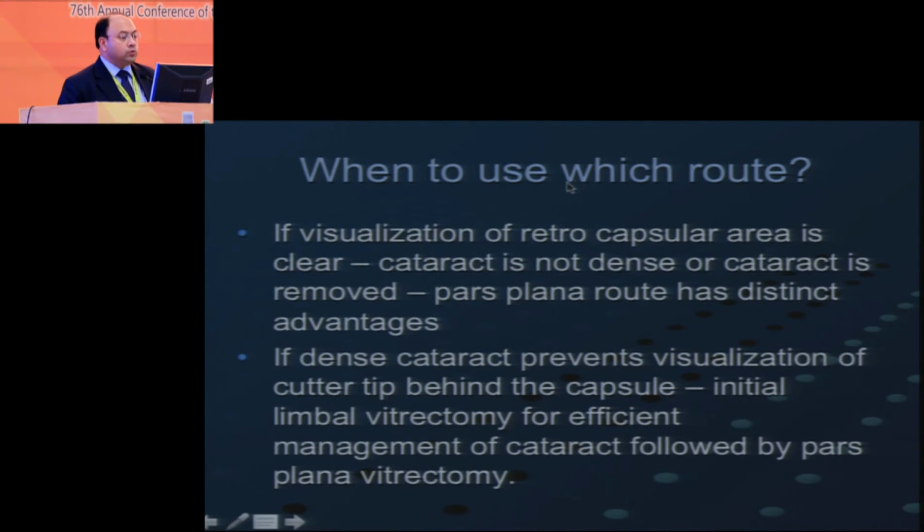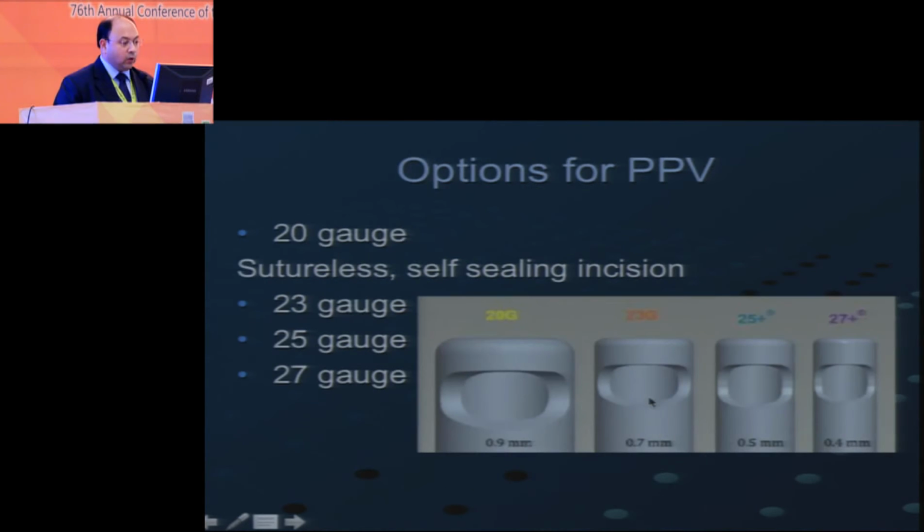So when to use which route? If the visualization of the retrocapsular area is clear, that means the cataract is either not very dense or the cataract is already removed and then we have noted the posterior capsular rent, then the pars plana route has distinct advantages. However, if there is a dense cataract which does not allow visualization of the anatomy behind it, in such a case, one should do an initial limbal vitrectomy, and thereafter, once the cataract has been removed, one can go ahead through the pars plana route for the vitrectomy.